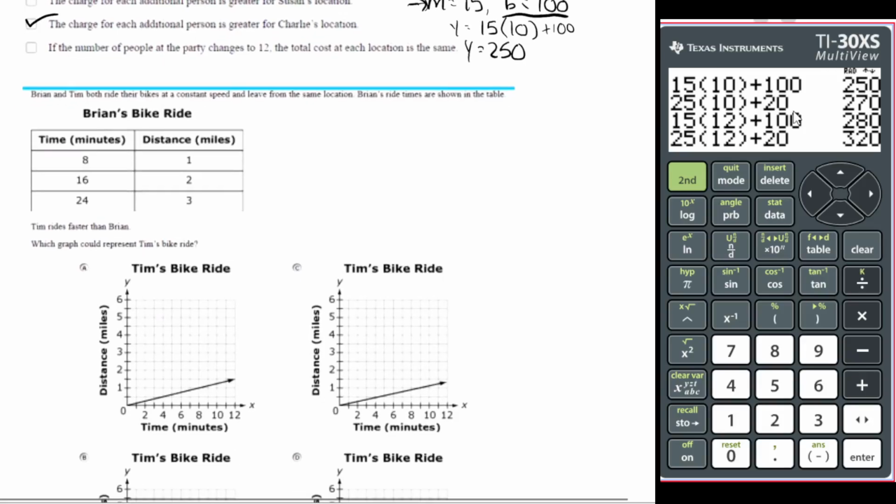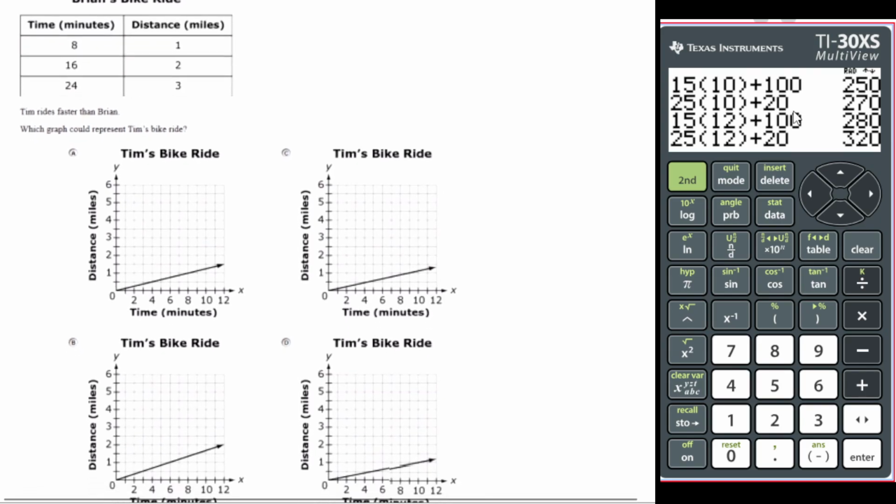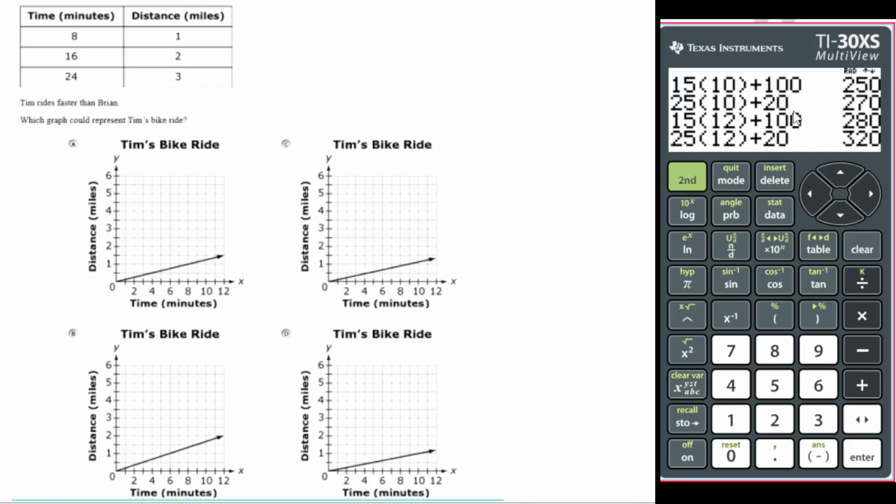Brian and Tim ride their bikes at a constant speed and leave from the same location. Brian's ride times are shown in the table. Tim rides faster than Brian. Which graph could represent Tim's bike ride? Okay, so in Brian's bike ride, he gets to his first mile at 8 minutes. So 1, 8. And you'll notice that our time is our x, our distance is our y.